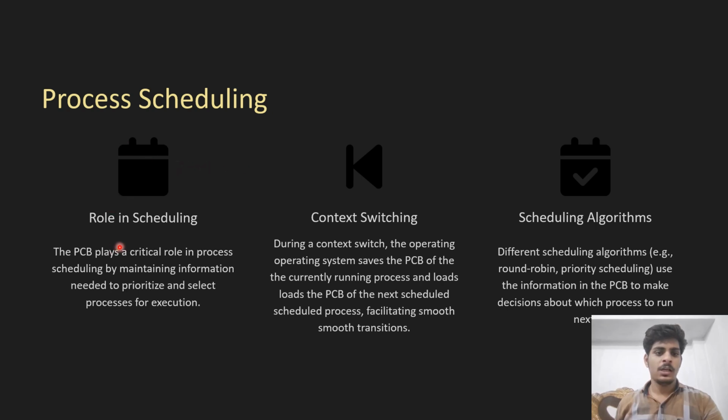Process scheduling. Role in scheduling. The PCB plays a critical role in process scheduling by maintaining information needed to prioritize and select the processes for execution. Context switching. During a context switch, the operating system saves the PCB of the currently running process and loads the PCB of the next scheduled process, facilitating a smooth transition. Scheduling algorithms. Different scheduling algorithms, for example round robin and priority scheduling, use the information in the PCB to make decisions about which process to run.